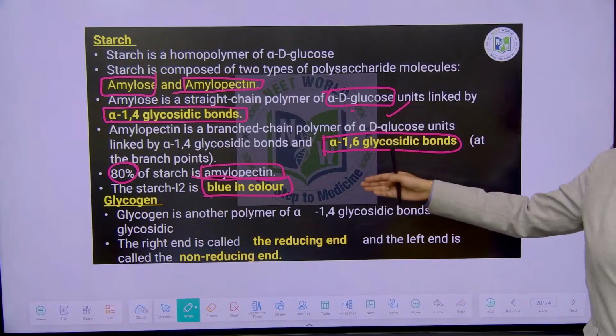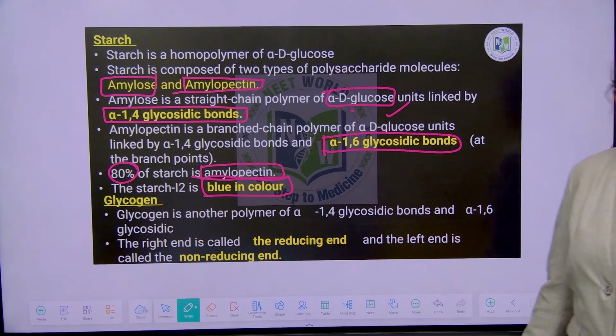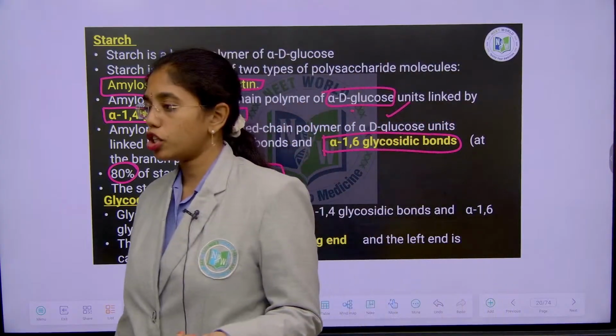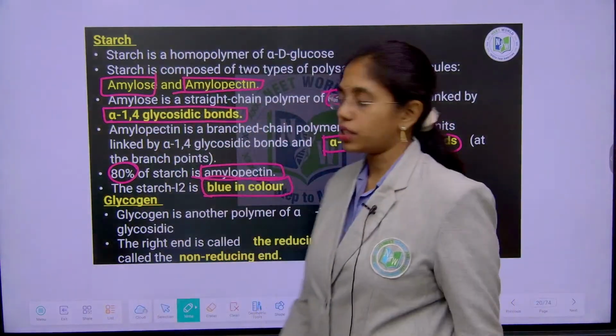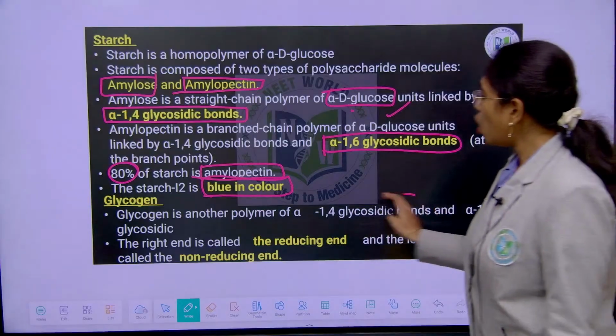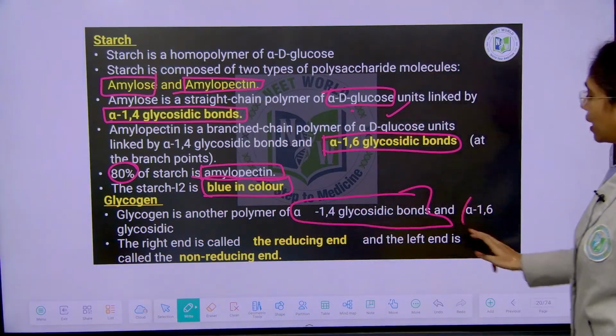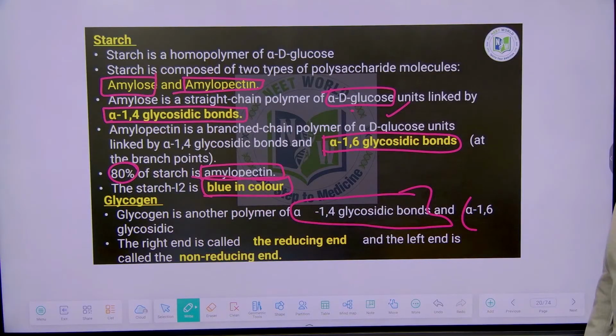blue color. Next is glycogen, which is a storage food material in animal cells. Starch is a storage food material in plant cells. So this is also a homopolymer, but it forms alpha 1,4 glycosidic bonds and alpha 1,6 glycosidic bonds as well.